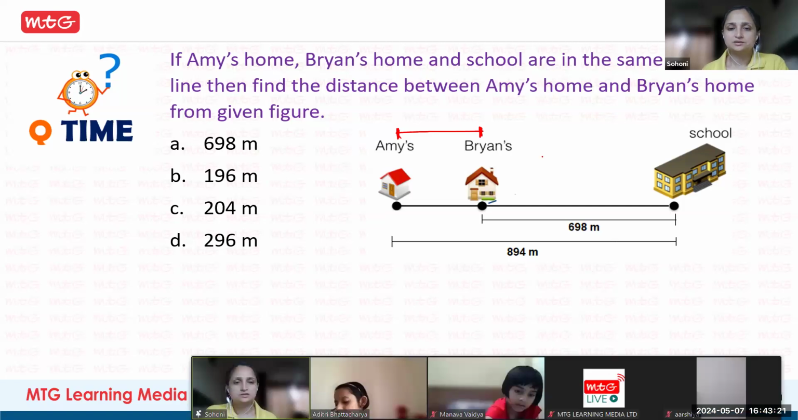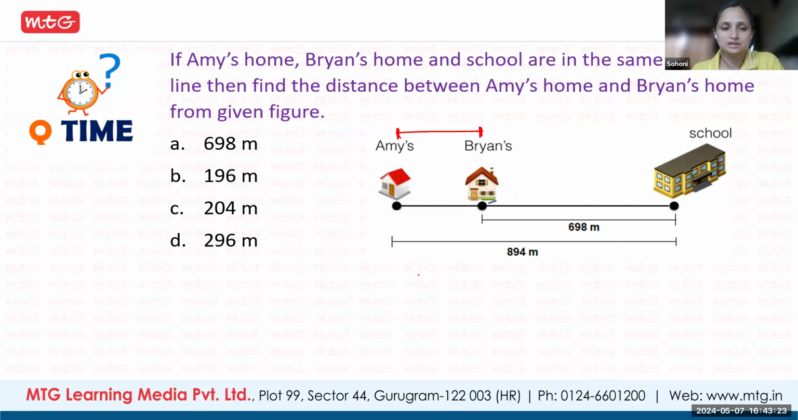Okay, let's see the answer. So here the correct answer is option B, 196. Manava is also correct. So option B, 196 meters is the distance between Amy's and Brian's home.